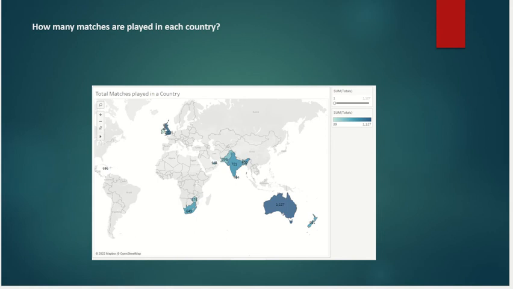The next research question is how many matches are played in each country? To answer this question, I have chosen the grounds table, which has the required information to construct a map chart. From this map, it is evident that Australia has the most matches played and the least number of matches are played in Ireland.